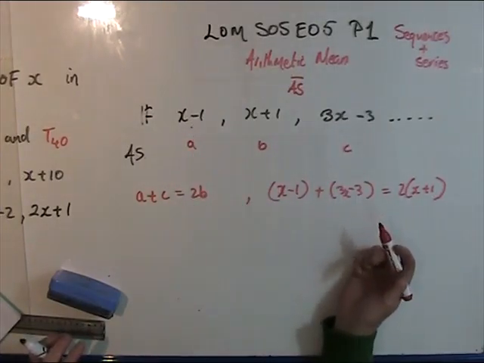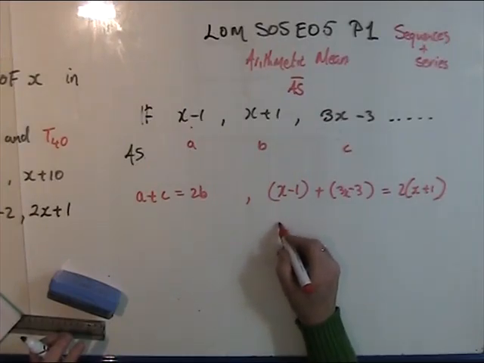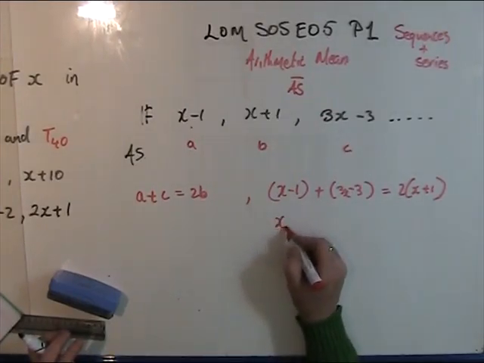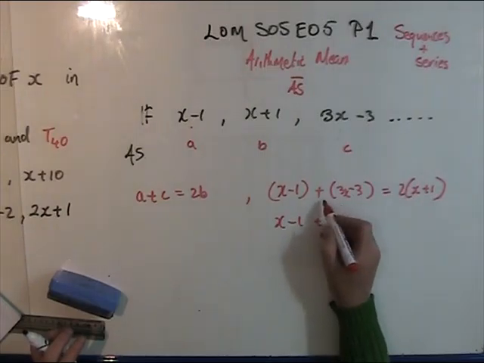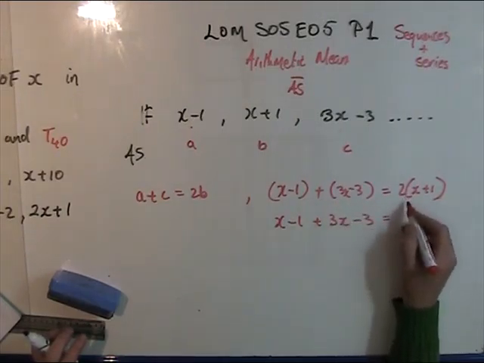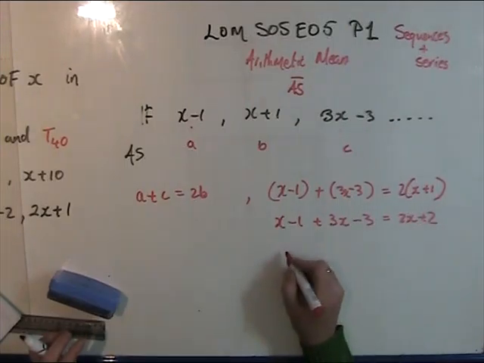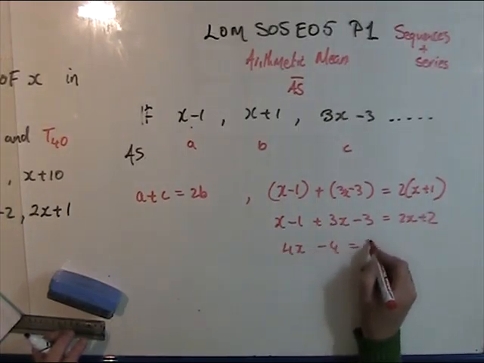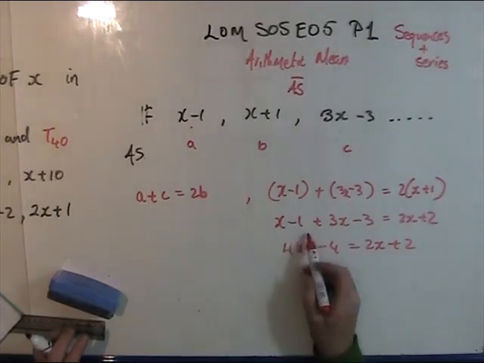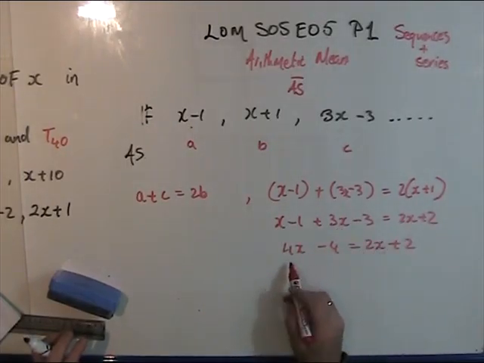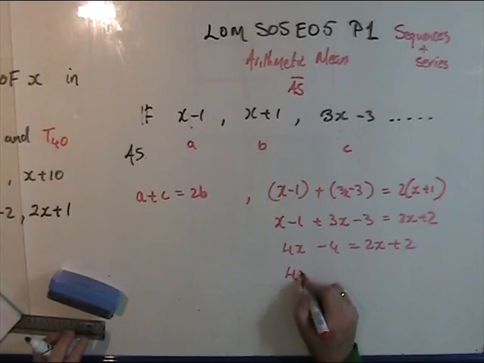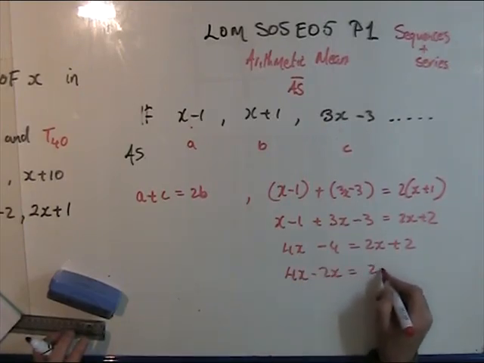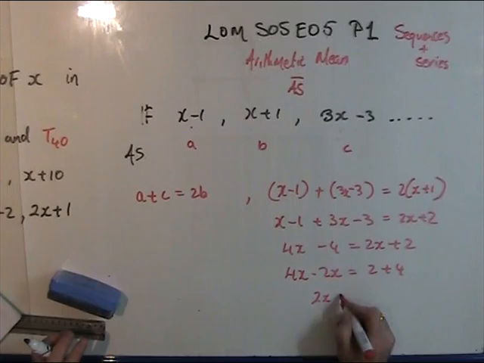Now, let's go and solve it out. x minus 1 plus 3x minus 3 is equal to 2 times x plus 2. So I've got x plus 3x is 4x, minus 3 minus 1 is minus 4, is equal to 2x plus 2. Always check your answers. So you bring the 2x over, it becomes 4x minus 2x is equal to 2 plus 4. So 2x is equal to 6 and x is equal to 3.